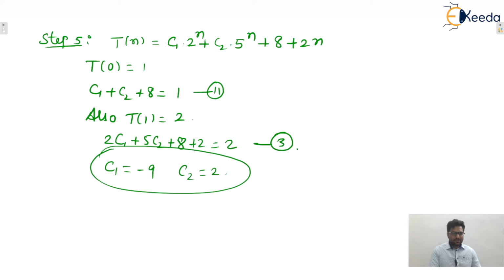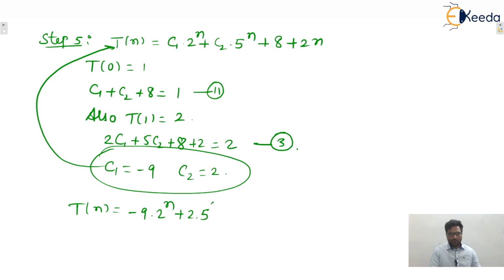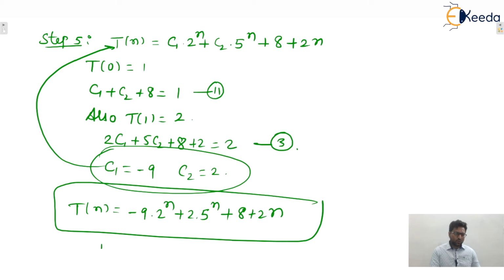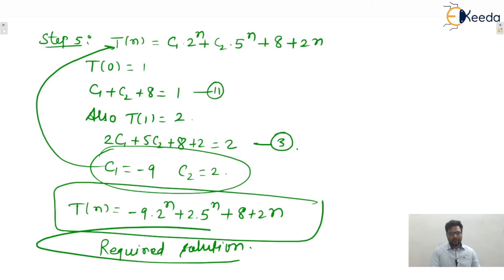Just put back these two values in this particular recurrence relation. So T of n equals minus 9 times 2 raised to power n plus 2 into 5 raised to power n plus 8 plus 2n. That is your required solution. I hope this one is clear to everyone, isn't it?